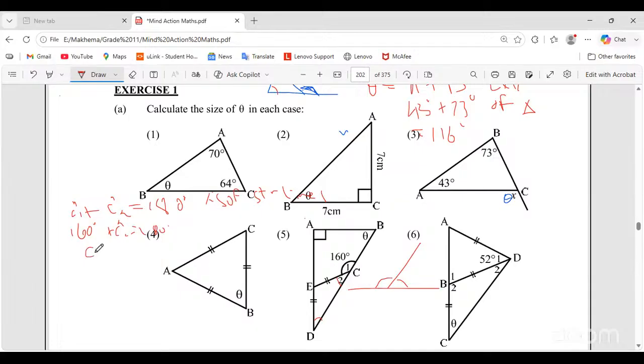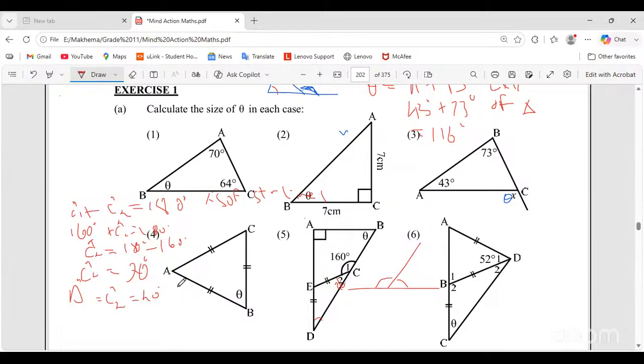Now we make C2 subject of the formula by transposing 160 degrees to the right-hand side. It was positive, now it is going to be negative. Now we will have angle C2 as 180 degrees minus 160 degrees. The answer is 20 degrees. Now we have this angle as 20 degrees. Now angle D is equal to angle C2. They are both equal to 20 degrees.